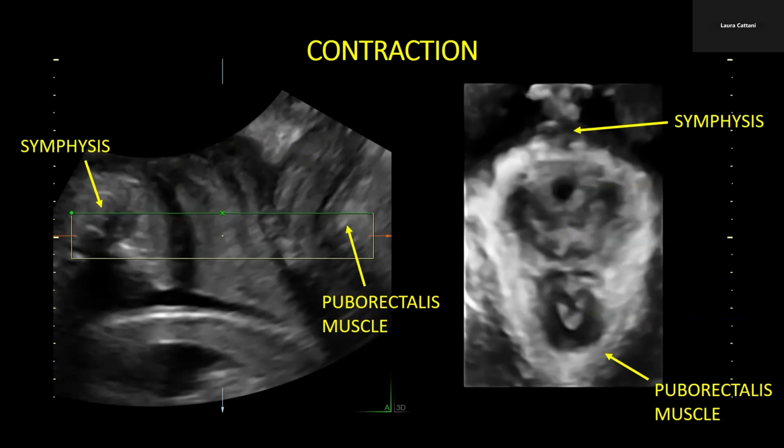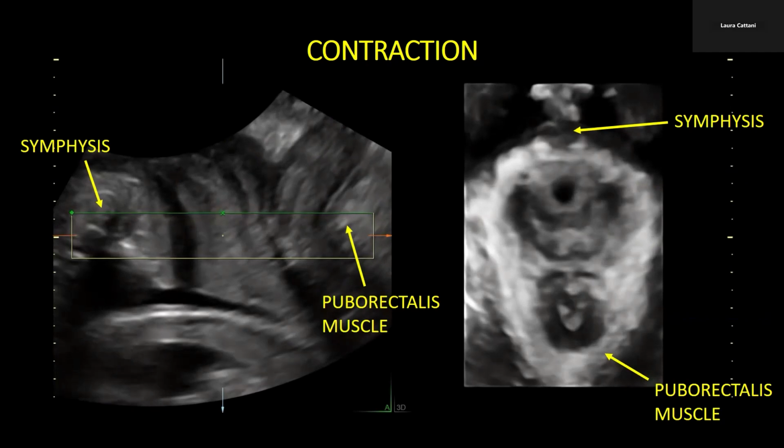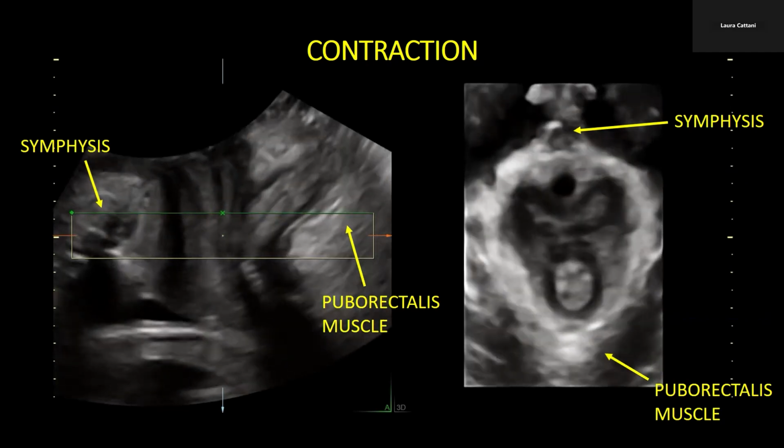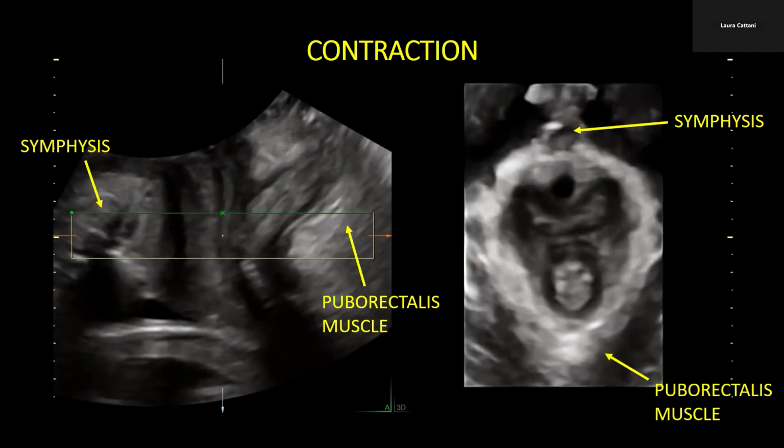In this clip, the woman is performing a pelvic muscle contraction. During contraction, we notice that the puborectalis is getting closer to the symphysis and that the levator hiatus is getting smaller in the coronal plane.